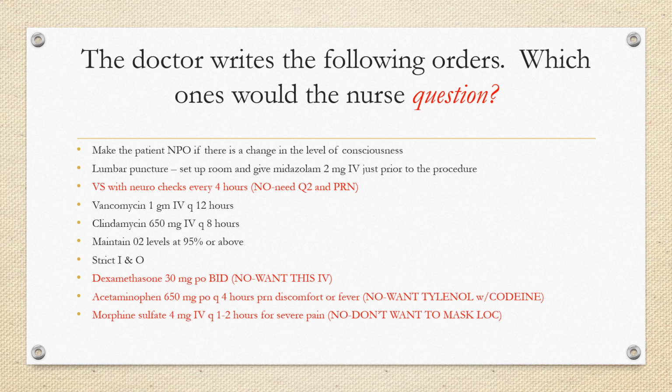So like I said, Tylenol with codeine is the more appropriate pain medication because the morphine is going to mask our level of consciousness or any changes that we have. So we want to be able to determine if the patient is non-responsive because they've had morphine or non-responsive because their condition is worsening.